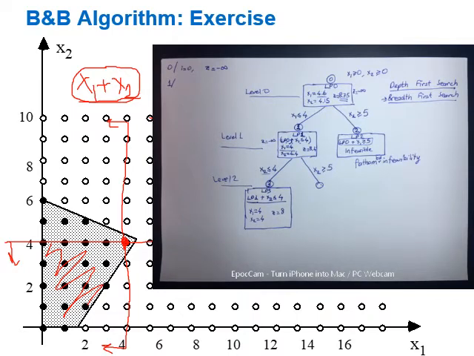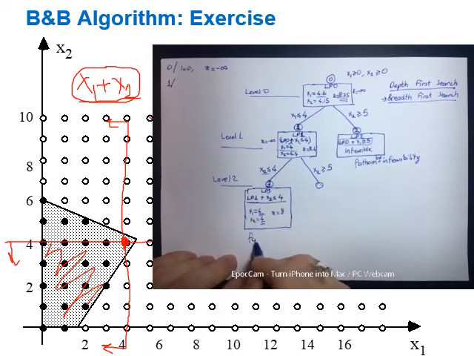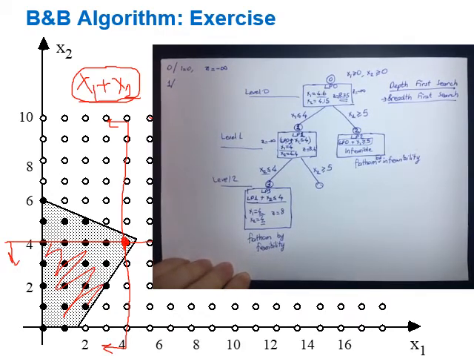Now I need to make my decision. Should I stop, fathom, or should I continue? When you consider the three reasons for fathoming, you see that x1 is integer and x2 is also integer. Both of them are integer. So we fathom, and the reason for fathoming is feasibility, or integer feasibility.